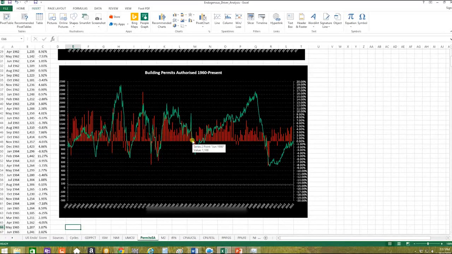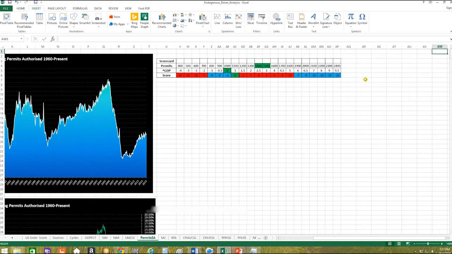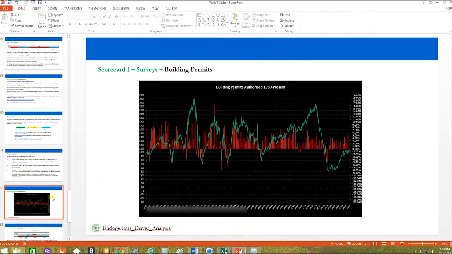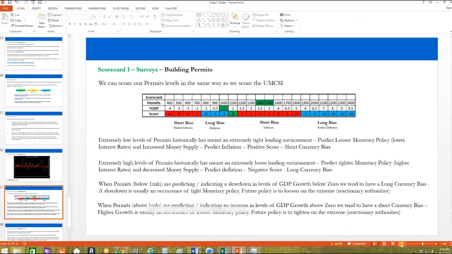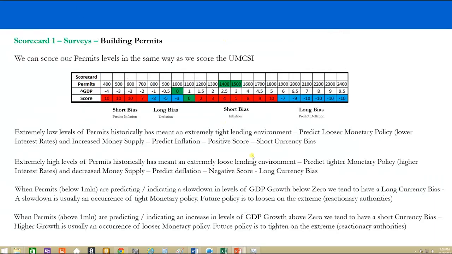And we treat it like our other leading indicators. What we're trying to do here is perform a qualitative analysis where we're trying to match up historically levels of building permits with corresponding levels of GDP. And if we go to our scorecard over here, you'll see that we have a very similar analysis to the UMCSI earlier. And if we go back into the presentation, we've got a better explanation here. And the way things work in building permits is very similar to UMCSI.